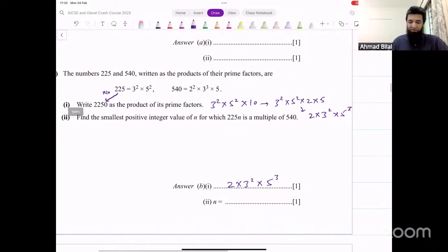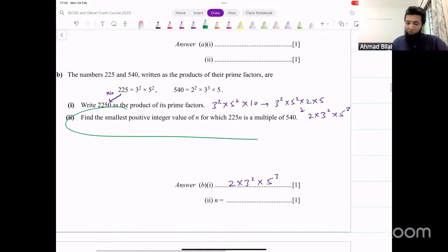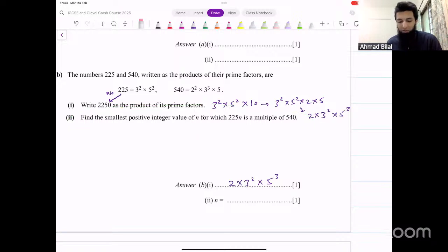That is 2250. Now, this is interesting, this next part now. It says, find the smallest positive integer value of n for which 225n is a multiple of 540. Okay, so 225n should be a multiple of 540. In other words, they're basically asking you for the LCM. Smallest number n such that when it's multiplied by 225, it gives you some multiple of 540.